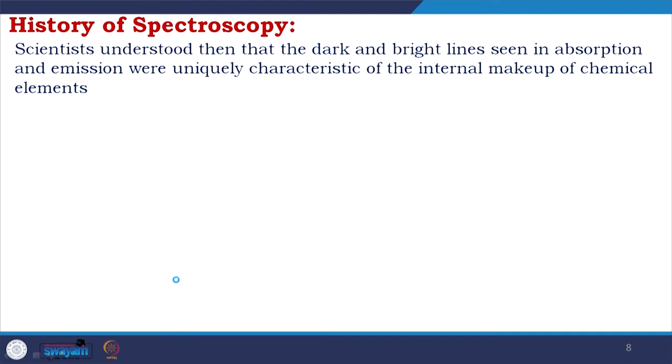Scientists understood then that the dark and the bright lines seen in absorption and emission were uniquely characteristic of the internal makeup of chemical elements. See, when you are working on a novel field of science, initially the dilemma is you don't know how to use it. That's why this understanding was very significant, because when people understood that the dark and the bright lines are characteristic of molecular structure, they understood that if we could start recording them, if we could get instrumentation to study them, it would be very, very informative for the detection of the molecular structure of small molecules and many things.